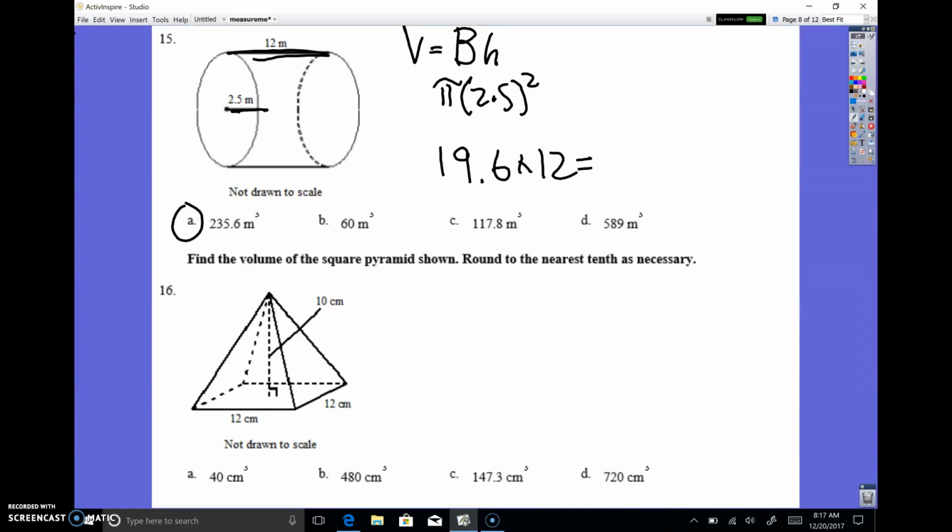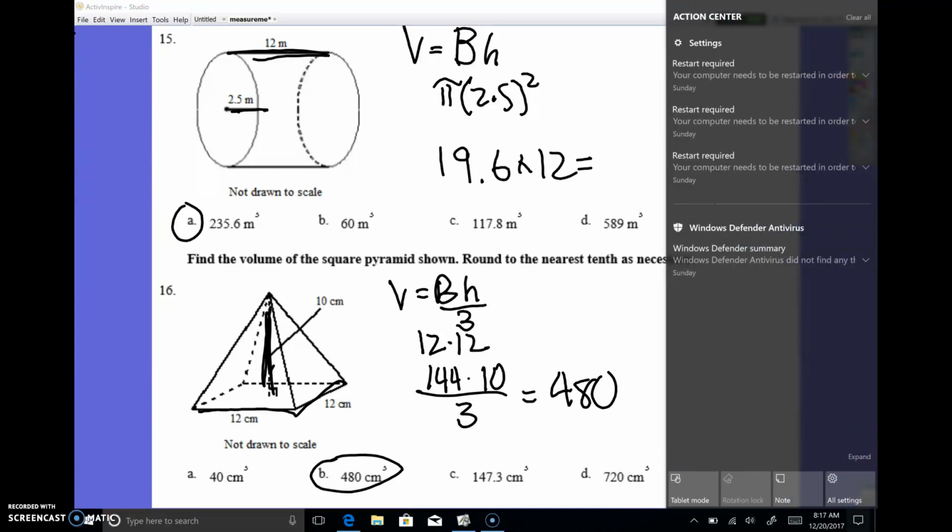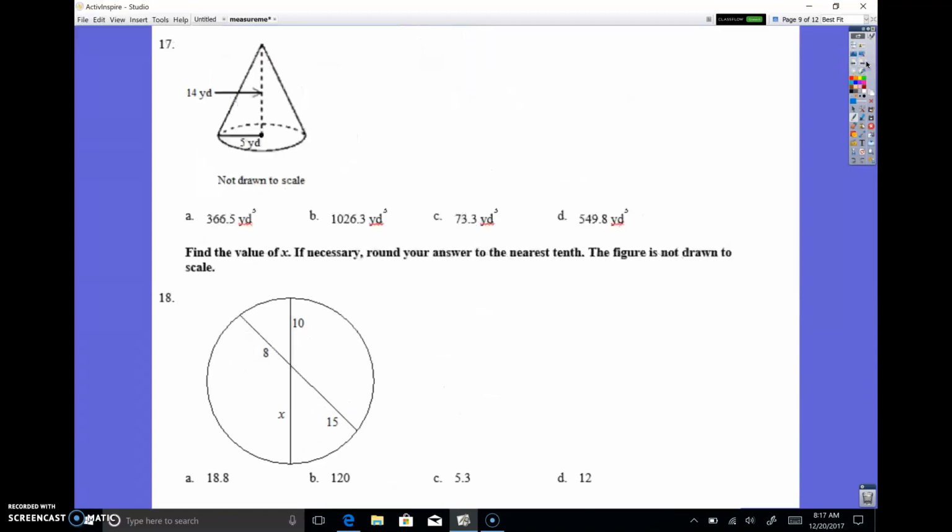Volume of a square pyramid. This is the same idea, except for a pyramid we divide by 3. So area of the base, 12 times 12 is 144. So we multiply by the height, divided by 3, we do that, we get 480. Remember, I got a calculator in my head, you guys don't. So use your trusty friend, the calculator. Okay, 17.5.